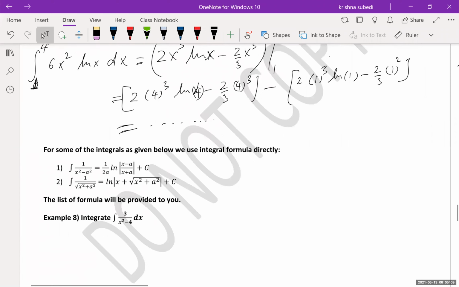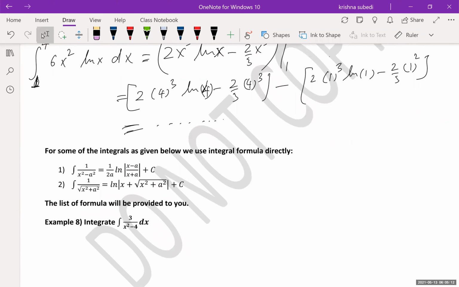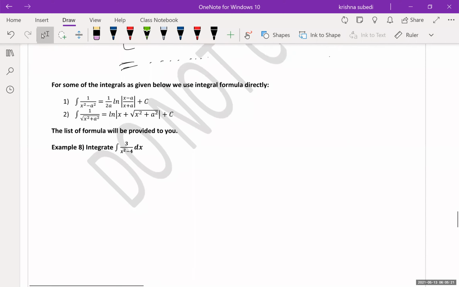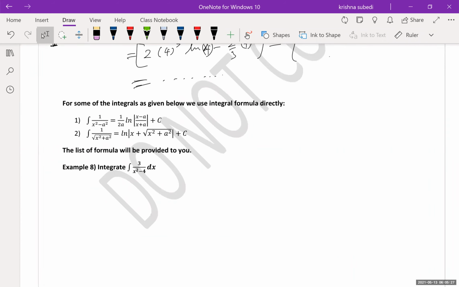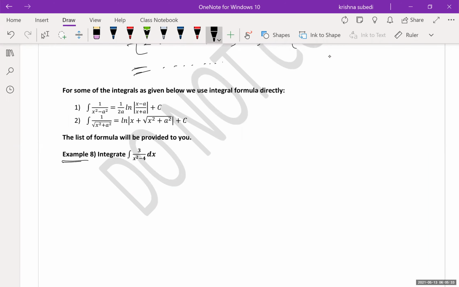Now, we have done so many examples using integration by parts. In the same manner, we can use integration by parts to solve many other types of functions. Like here, for example, in example 8, we can use integration by parts, but there is a better way. We can use a formula directly as well. I'm going to provide you the table of formulas, and using that formula, we'll solve this example 8, okay?